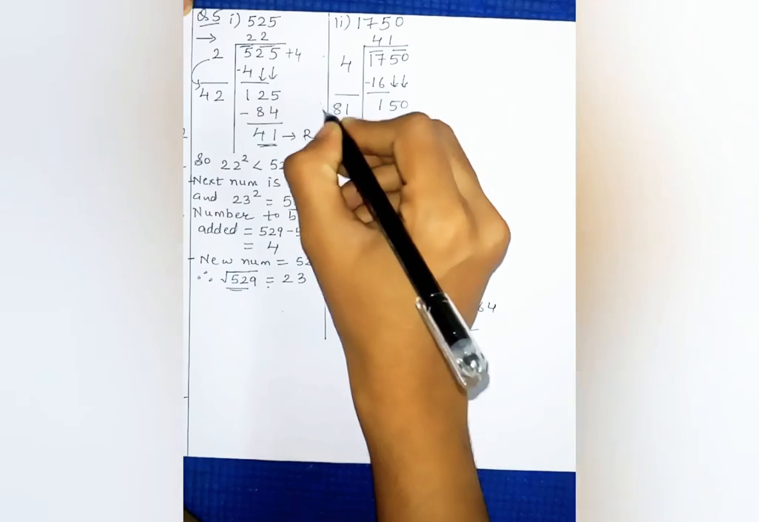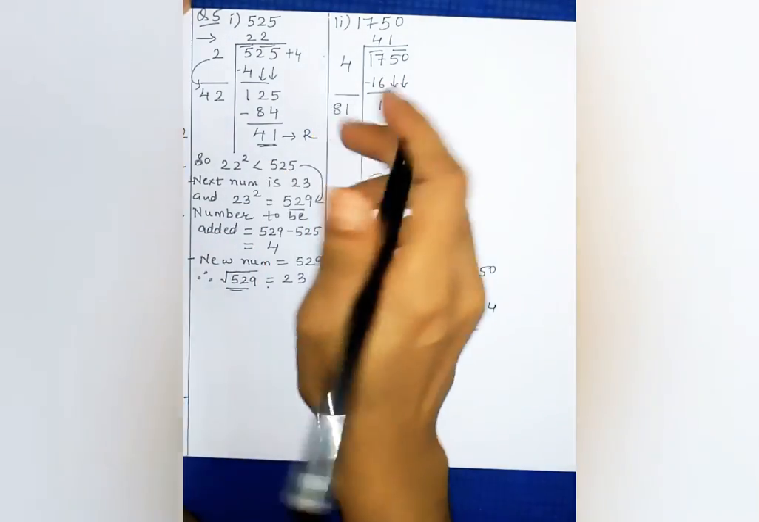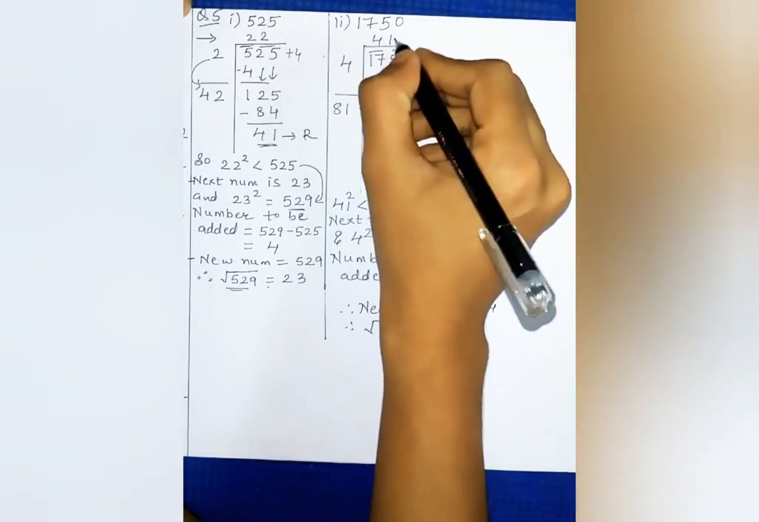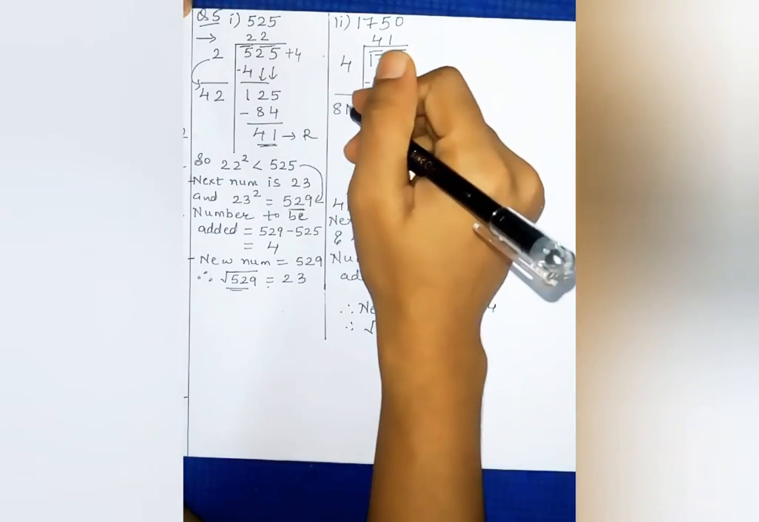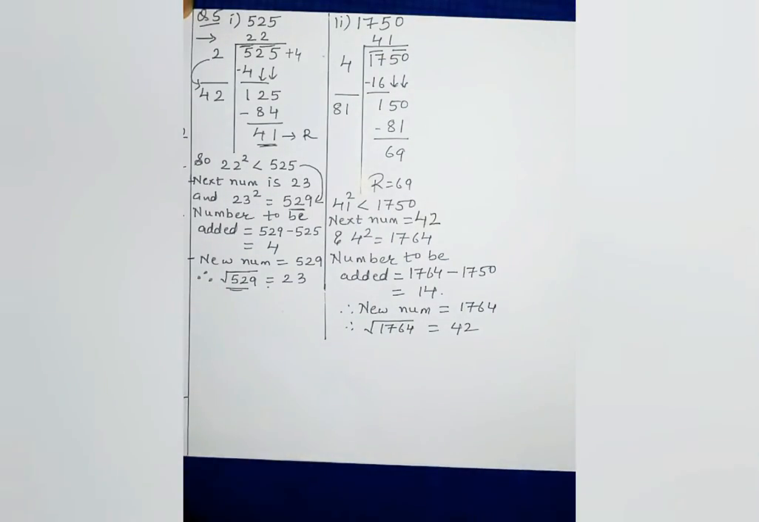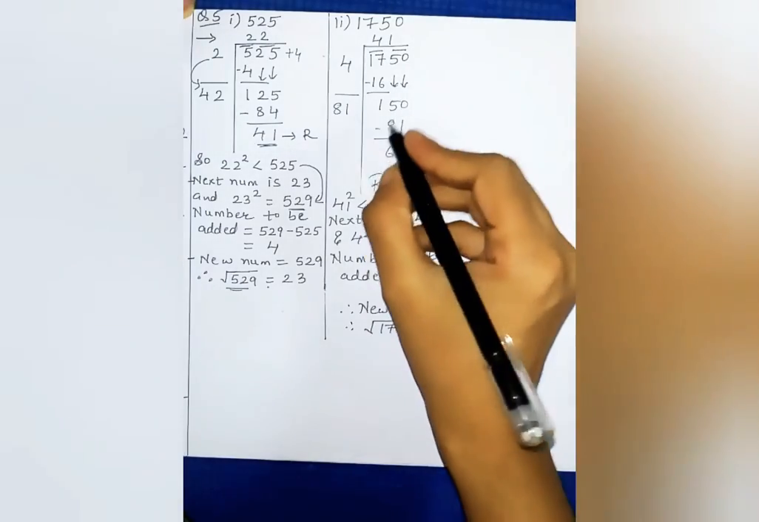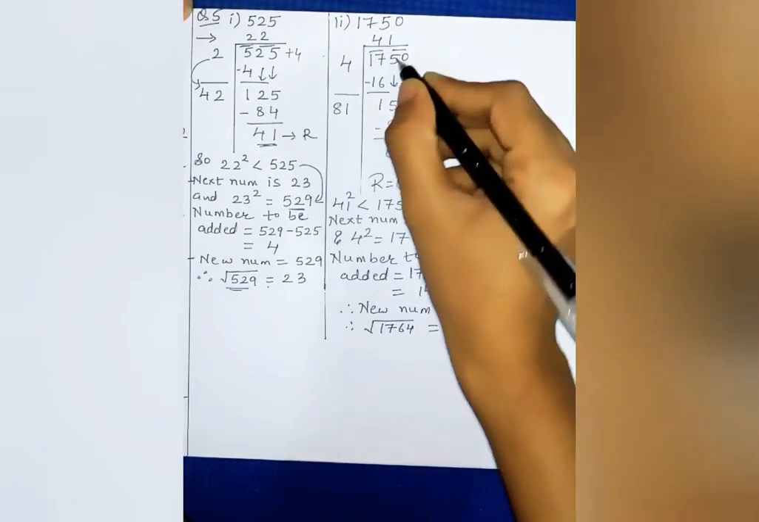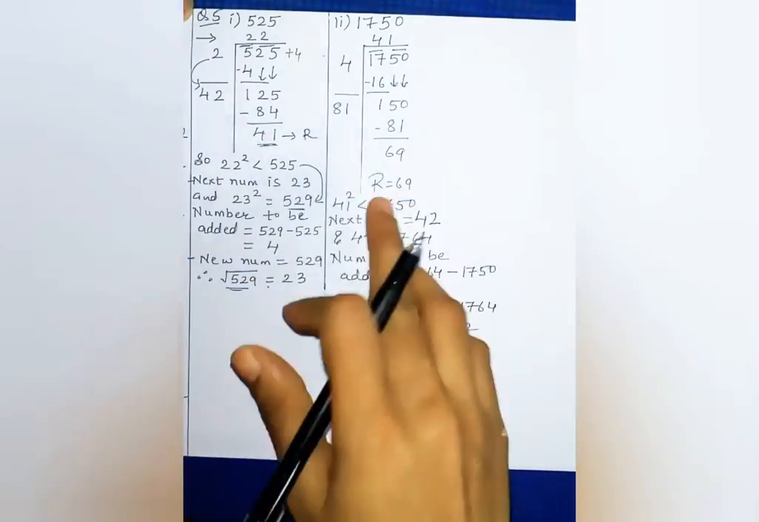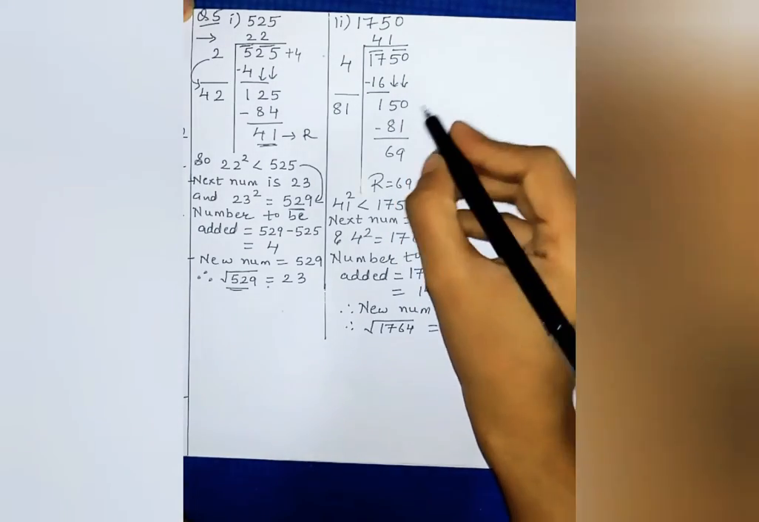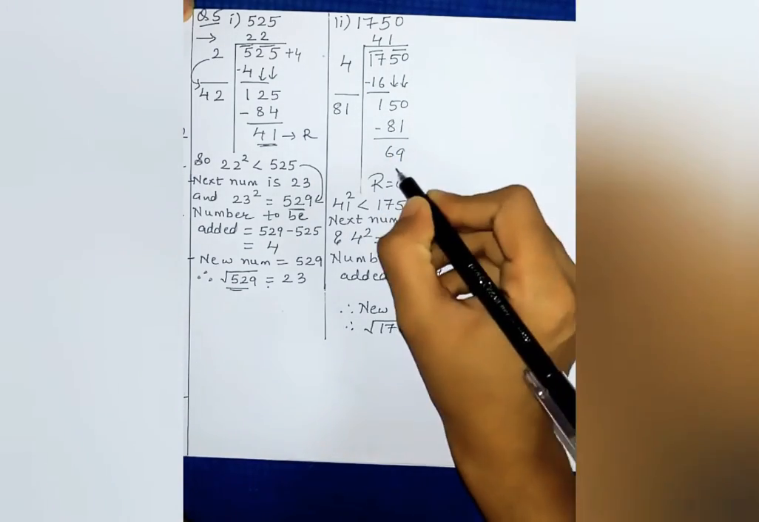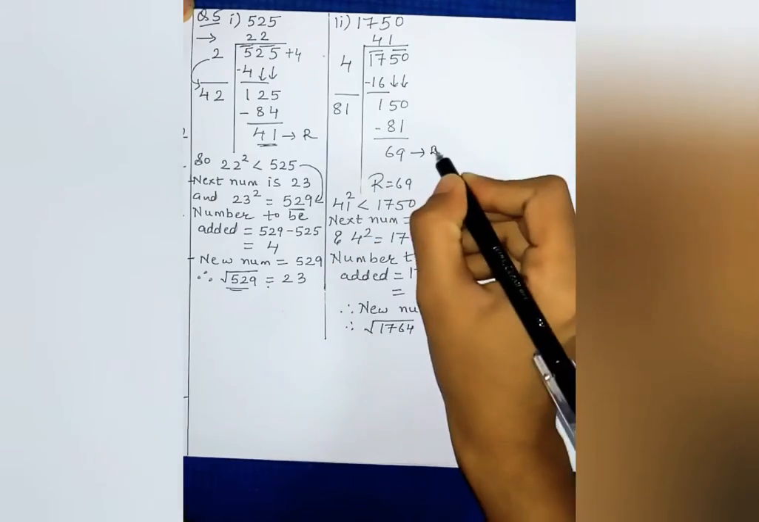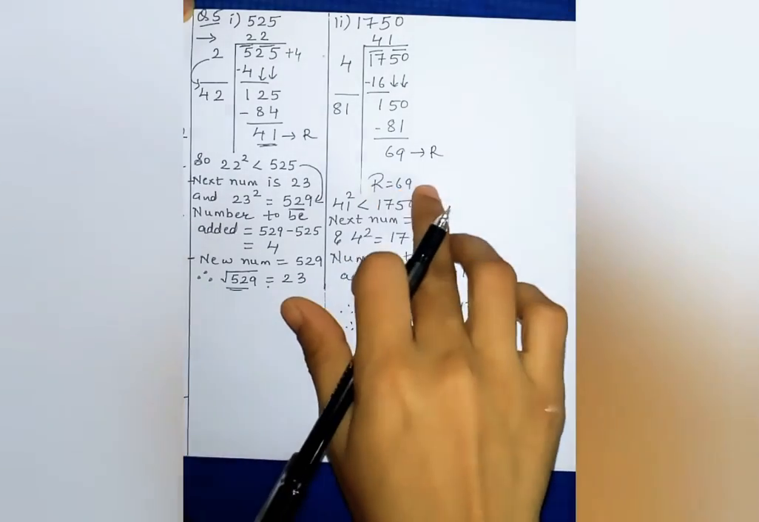On this side we will double 4 and get 8, 4 plus 4, 8. Now whatever number we keep here, the same number we have to take here. We need to take 1, because if you take 2 it will be more than 150. So we keep 1 here and 1 here. So 81 1s will give you 81. Now when you subtract 150 minus 81, this will be your remainder. So the remainder is 69.